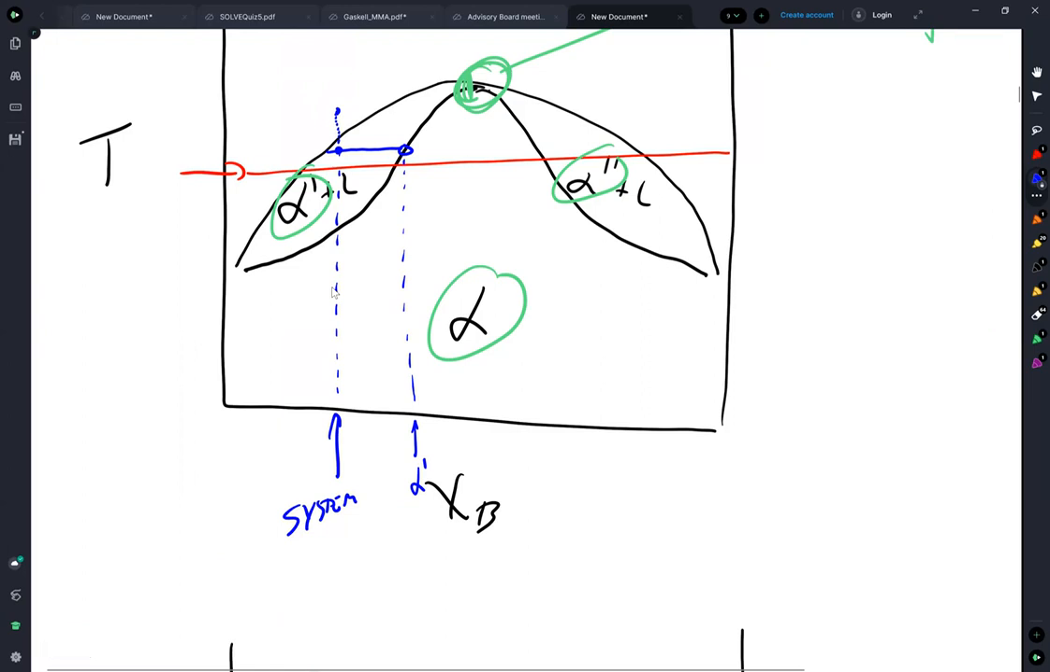And as we continue to cool, using the lever rule, the composition of alpha prime continues to head to the left. And once we cross from the alpha prime plus liquid into the alpha regime, now we have 100% alpha, but alpha and alpha prime have the same composition and will have the same chemical potential.